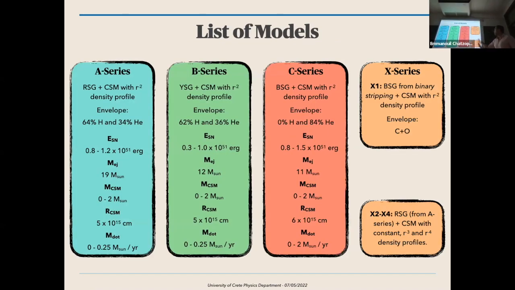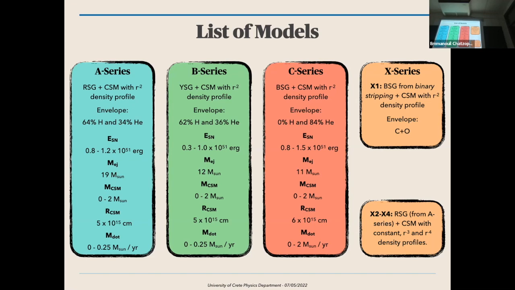Now, this is a list of models that I've run with MESA, the initial setups that we plan to post-process with COLT and Superlight to get predictions about interacting transients. So we have A, B, C, and X series models, and they range from interactions with a red supergiant progenitor, a yellow supergiant progenitor, a blue supergiant progenitor, and a progenitor that's completely stripped of both hydrogen and helium due to strong binary mass transfer with another companion. We also have other models with weird density profiles for the CSM. We just want to investigate as much of the parameter space as we can.